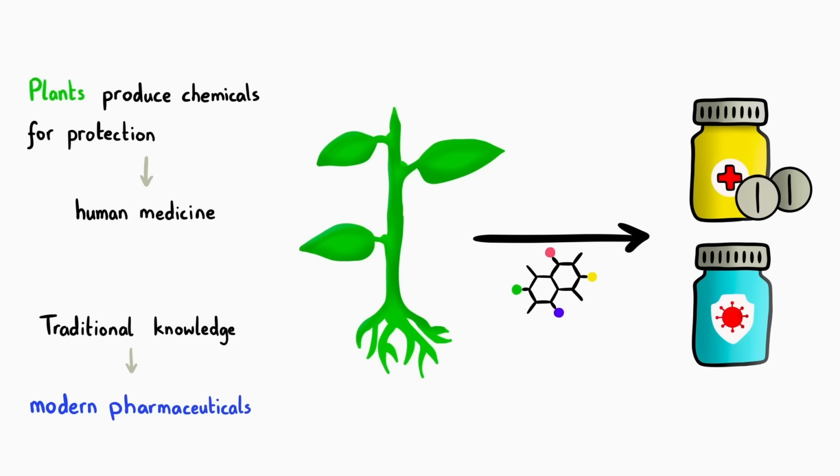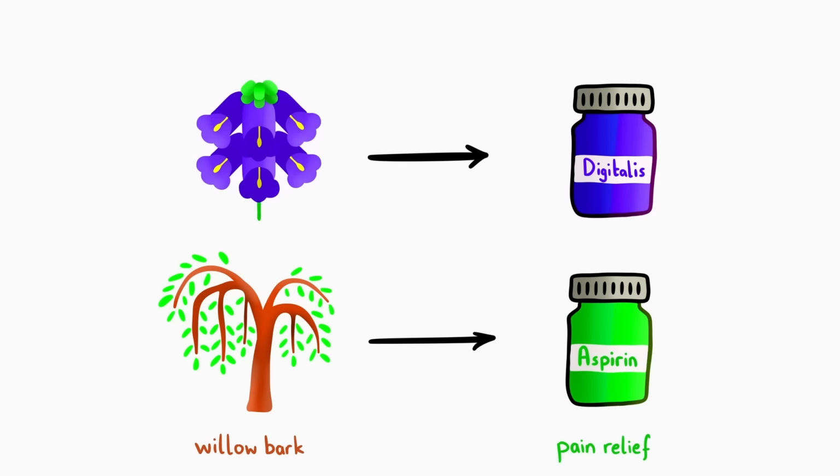Consider aspirin, widely used for pain relief and fever reduction. This common medication originated from compounds identified in willow bark. Long before modern pharmaceutical science, people recognized willow's pain relieving properties. Similarly, the cardiac medication digitalis was developed from compounds present in the foxglove plant, which had historically been used for heart ailments. Microorganisms have also yielded important medicinal compounds.